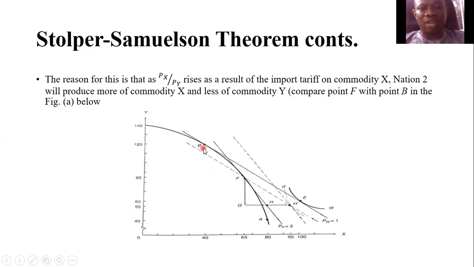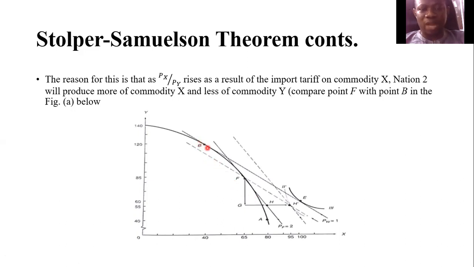the increase in the relative price of commodity X as a result of the imposition of tariff. Now, why would the country suffer? Because labor that is actually used to produce commodity Y will gradually be substituted to produce commodity X.